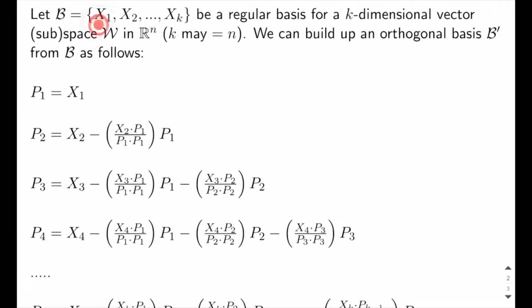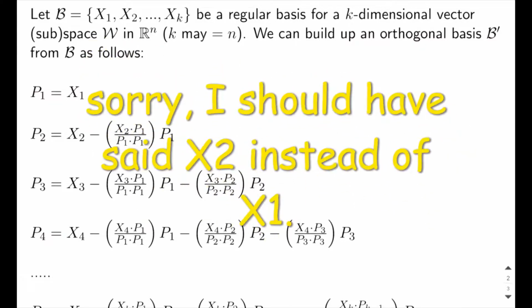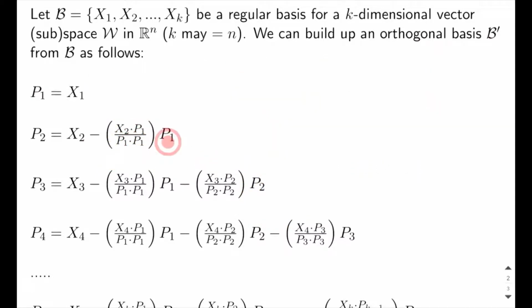So if you start with any regular basis of k vectors, x1, x2, up to xk, then you can build up an orthogonal basis B prime of the p vectors here, following the instruction here. The first vector p1 is x1. The second vector p2 is the difference between x2 and a vector that is a scale of p1. And the scale is computed by x2 dot p1 divided by p1 dot p1.